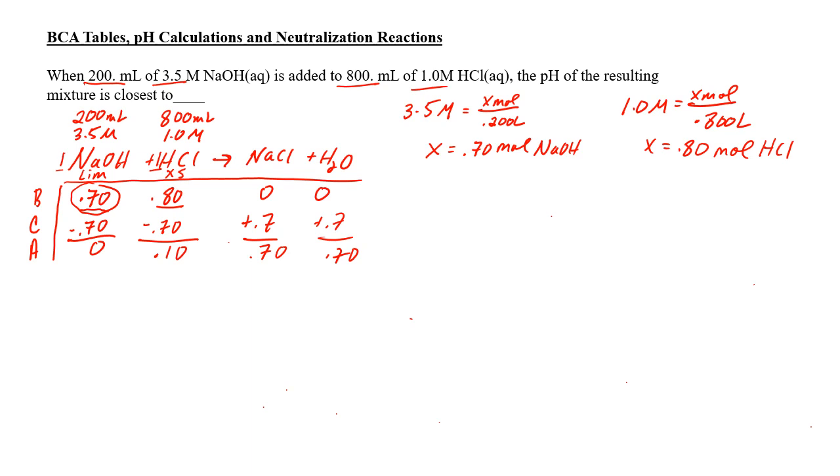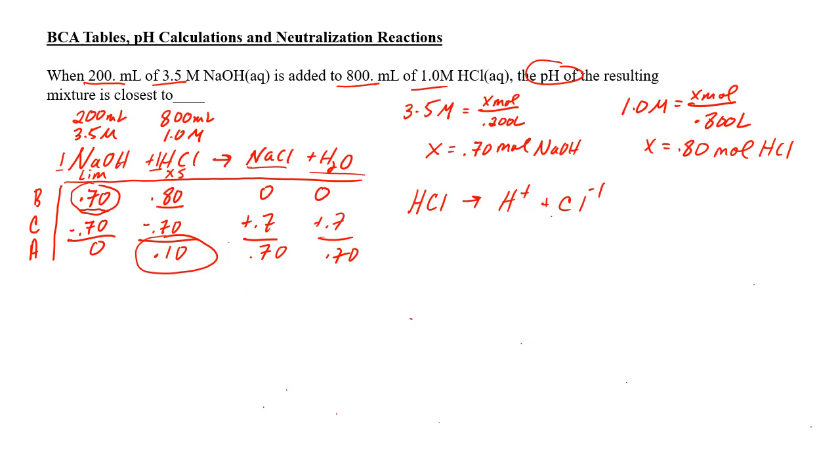All right, so in this problem, we're asked to find the pH of the resulting solution. The only thing that's going to get us the pH is the amount of HCl left over, because NaCl and H2O are both neutral. They're not going to affect the pH. So if I want to find the pH and I know how much of a strong acid is left, then our next step is to find the concentration of hydronium. Well, if you remember, HCl is a strong acid and it will break apart 100%.